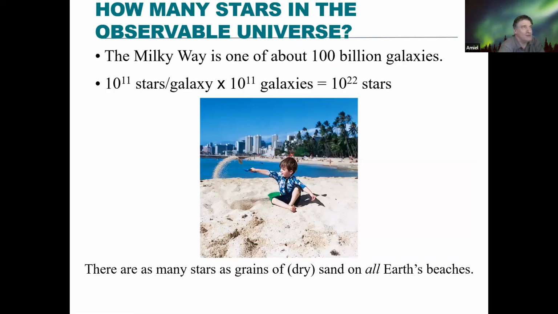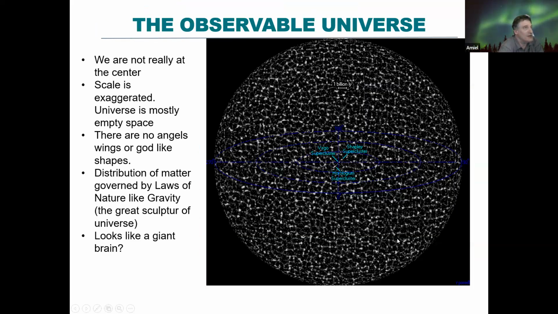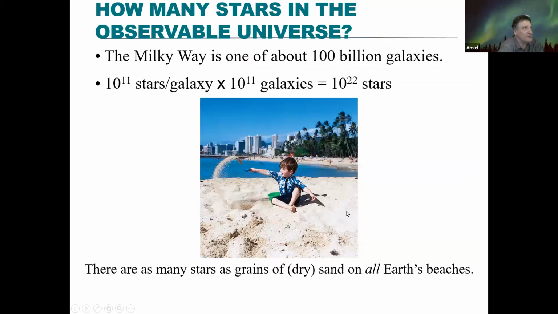So how many stars are in the observable universe? This is a famous calculation. There are about 100 billion galaxies in the observable universe. That's written in exponential notation. 100 billion is 10 to the 11th. In each galaxy, there's 100 billion stars. So in our Milky Way galaxy, there's about 100 billion stars.